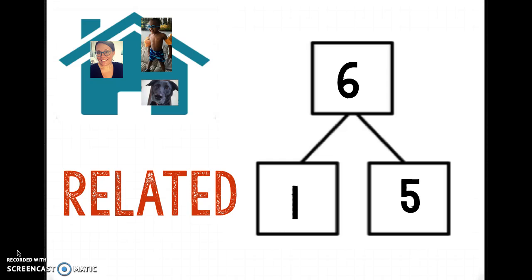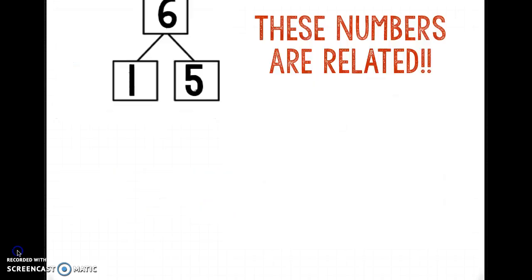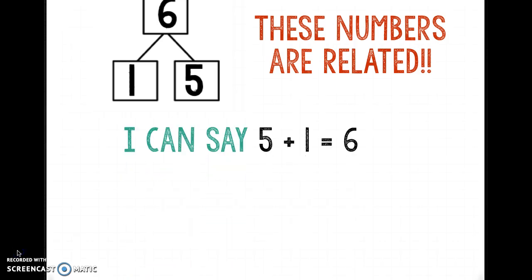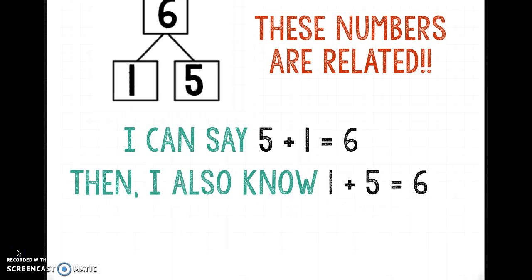Well, how is that going to help us doing our math today? Let's go ahead and look. If we know that 6 is the whole amount and 1 and 5 are the parts, and they're all related, we can write a whole bunch of number sentences, making sure that we use each part of the family. So, I can say 5 plus 1 is equal to 6 because I'm using all of the parts of the number bond or all the pieces of the family that are related. And then I also know that 1 plus 5 is equal to 6.